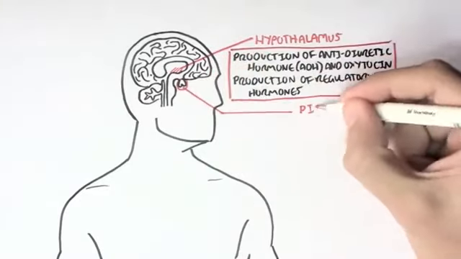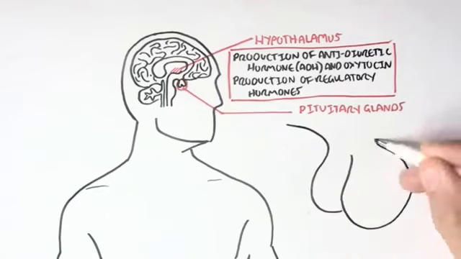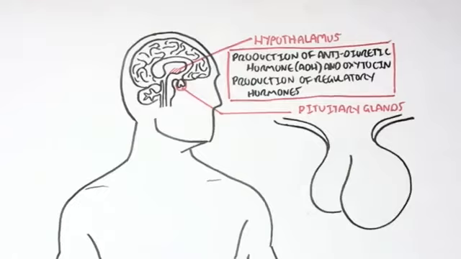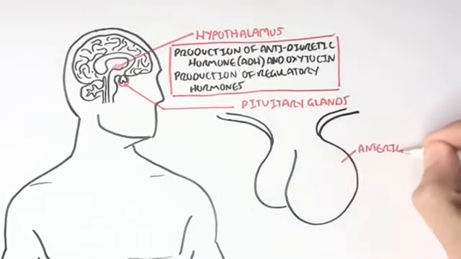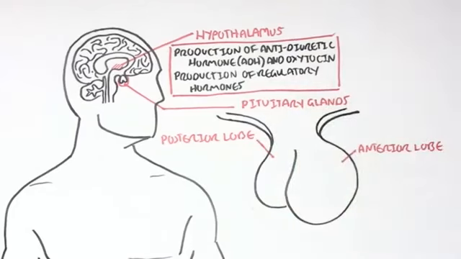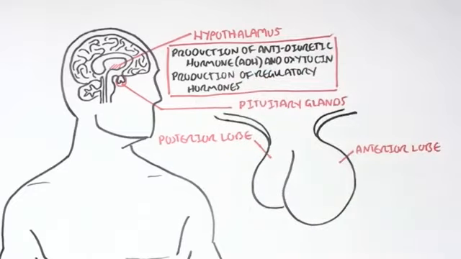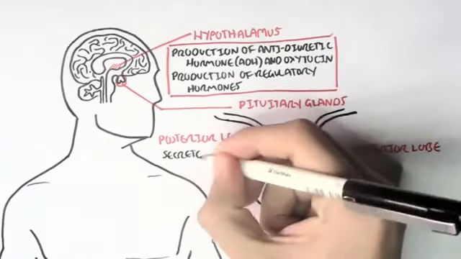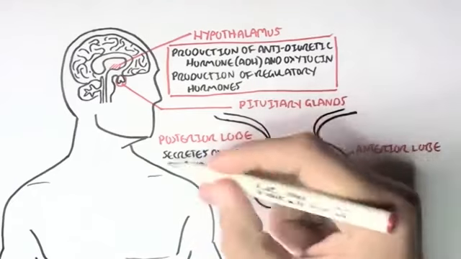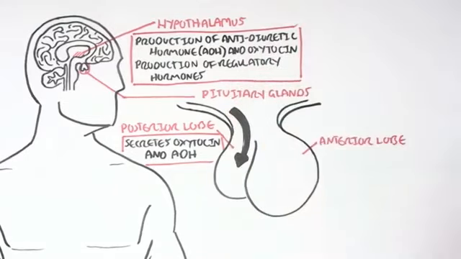Probably the most important endocrine glands are the pituitary glands, which are located right below the hypothalamus here. And there are 2 lobes of the pituitary glands. There is the anterior lobe and the posterior lobe. The posterior lobe secretes oxytocin and antidiuretic hormones that were produced by the hypothalamus. So the hypothalamus produces these hormones and sends them to the posterior lobe, which then will secrete it into the blood.